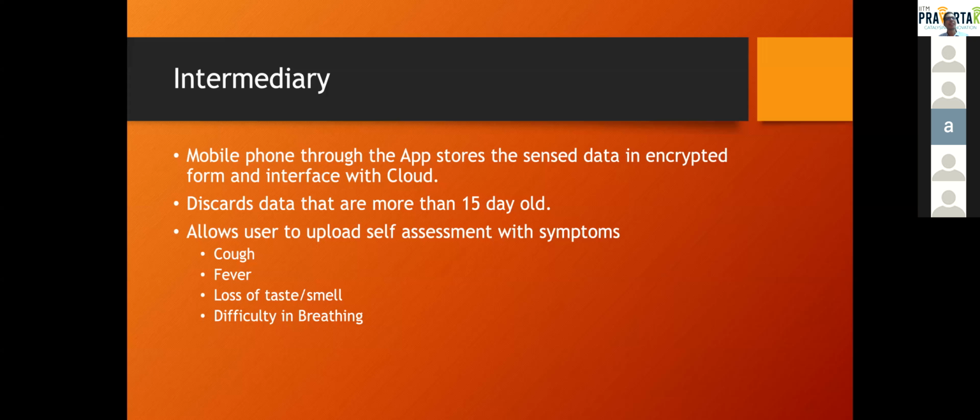So from a privacy angle and from a system design angle, the data needs to be discarded, and that is very, very important. So in this case of Arogya Setu, the mobile phone will be collecting all the sense data, and all data that is more than 15 days old, it will go and discard. And then it also allows the user to upload self-assessment like symptoms. It's not just that I come in contact, I can also say I'm having fever, or I'm having cough, loss of taste or smell, or some difficulty in breathing. All these things you can self-assess and send.